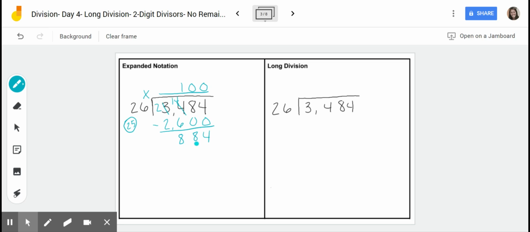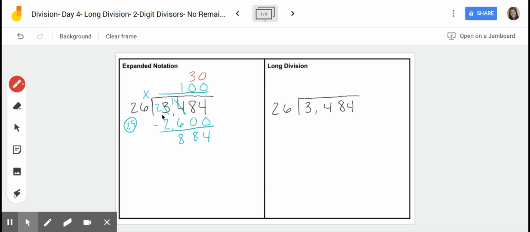Looking at 884, the first two digits I see are 88. Thinking about 25, I know if I skip count by 25 3 times, that's 75. If I skip count by 25 4 times, that's 100, or in this case, it will be 1,000. So I know that I can make at least 3 groups of 25 out of 88. But again, this is not 88, it's 884. So I don't want to multiply by 3, I want to multiply by 30. So I'm going to do 30 times 26.